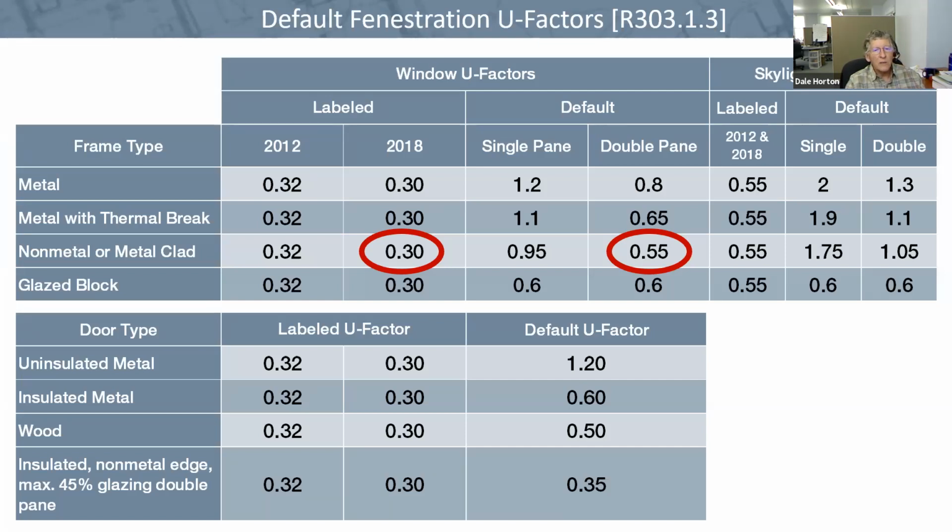So if you see a window on the site during inspection has no labels and it's double pane, you're to assume that it's 0.55. So obviously there's a huge incentive for builders to provide evidence to the building department of the U value of the windows and doors.